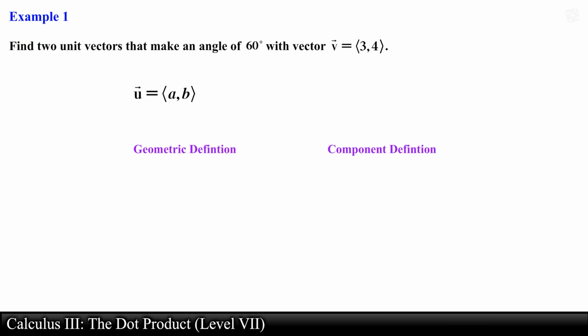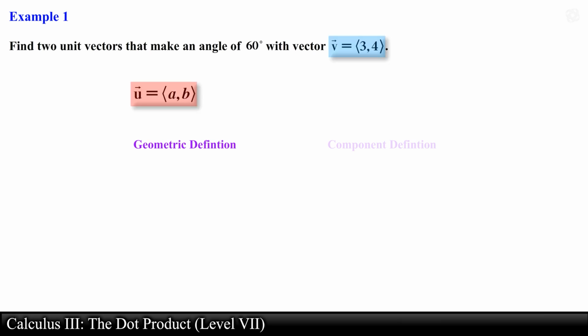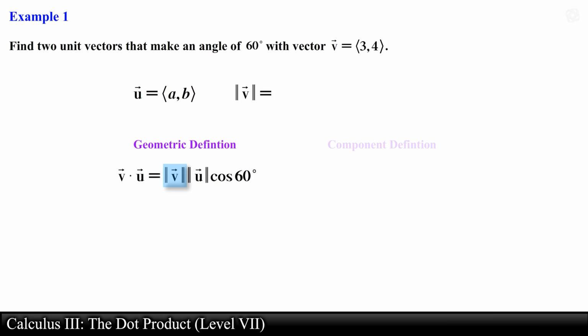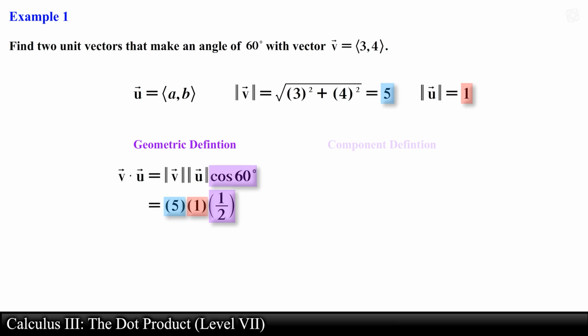Let's first start with the geometric definition of the dot product. Since these 2 vectors form an angle of 60 degrees, the following expression should hold. So let's go ahead and find the magnitude of vector v and vector u. We know that vector u is a unit vector, so its magnitude is equal to 1. Substituting these values into the right side of the geometric definition of the dot product and simplifying, we obtain 5/2.